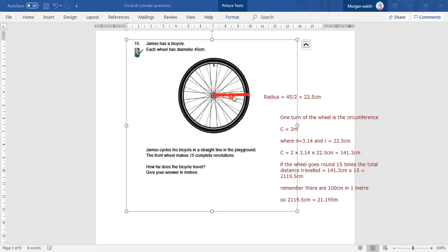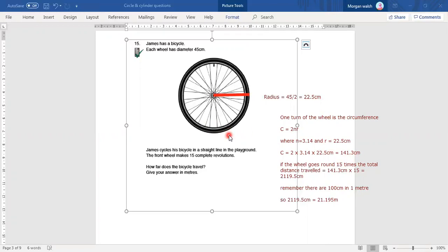So that distance from there to there is 22.5 cm. One turn of the wheel is the circumference. If the wheel goes around once, that's that distance around there. Remember, our formula is C for circumference equals 2 pi r, where pi is 3.14 and r, our radius, is 22.5 centimeters. Putting those numbers in gives 2 times 3.14 times 22.5, which is 141.3 centimeters. So when the wheel turns around once, it travels 141.3 cm.